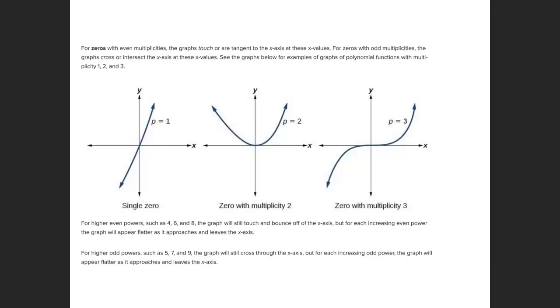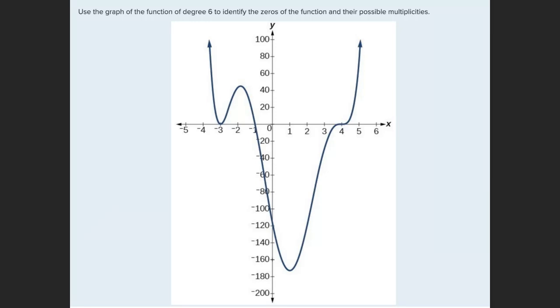So when I'm looking at a graph, if it just crosses, just 1. If it touches and goes back up, we say it has multiplicity of 2. If it is an S shape, we say it's multiplicity of 3. So if they ask me to write an equation of this, it says use the graph of the function of degree 6 to identify the zeros of the function and their possible multiplicities. Well, I'd also want you to be able to write an equation for this.